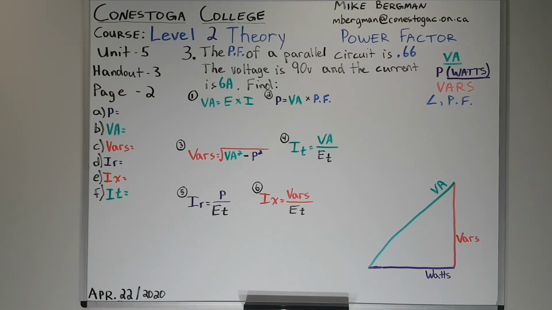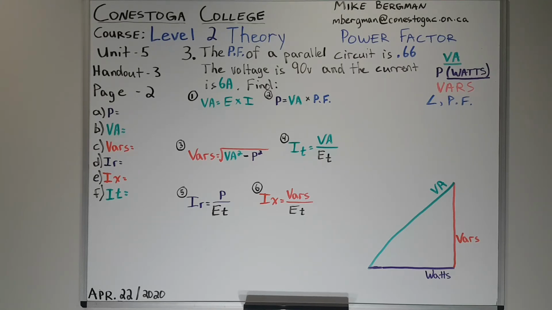So VA equals our 90 volts, or in this case, I've just got steps 1 through 6. I've just got the formulas written down. I have everything color coded. So VA will be our E times I. I could have called it ET, like I did in steps 4, 5, and 6. I could have left the T off, I suppose, because really the voltage is the same throughout the entirety of the circuit.